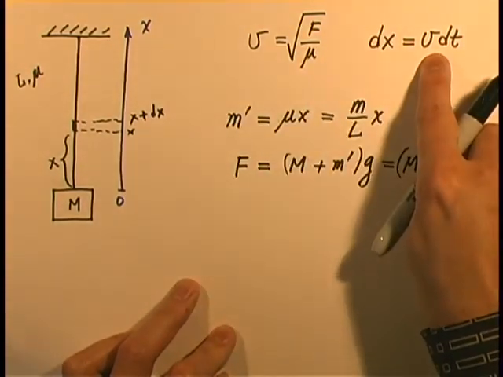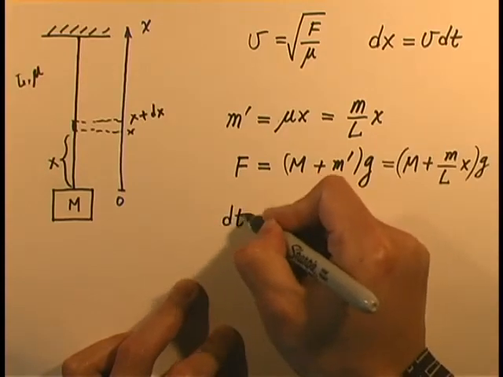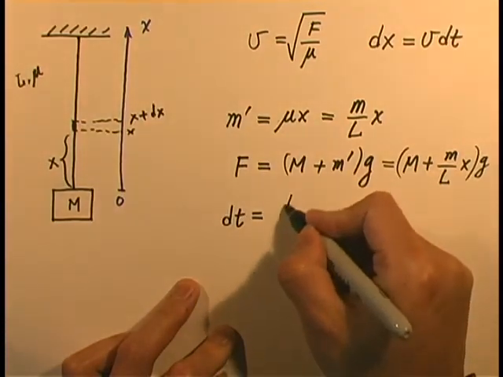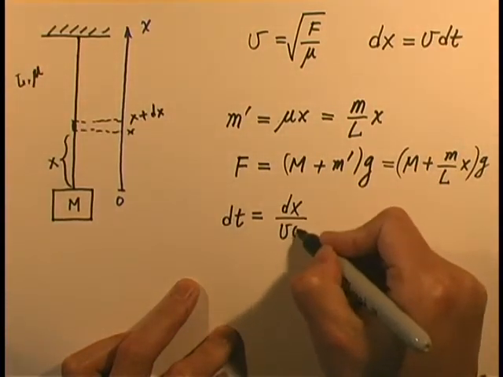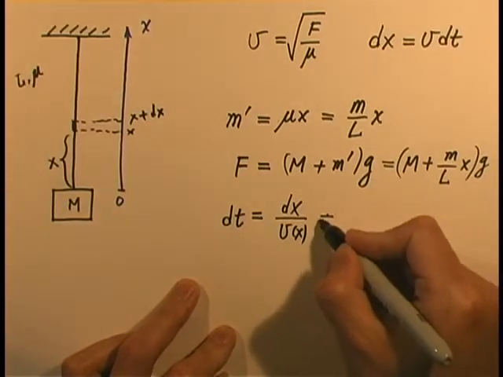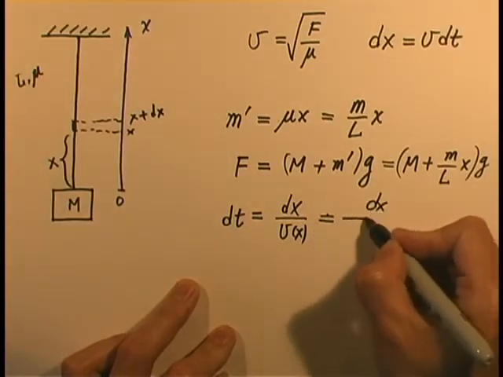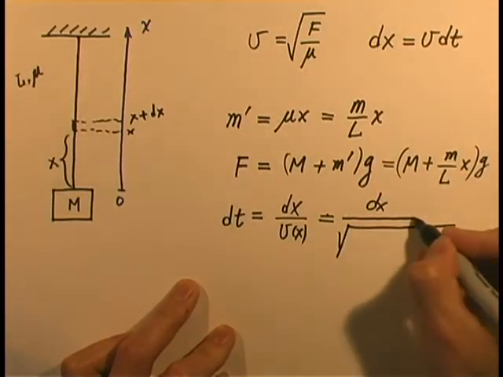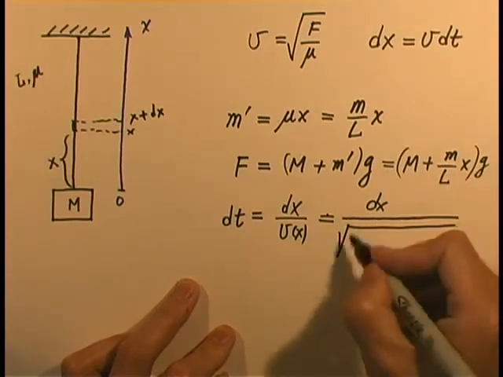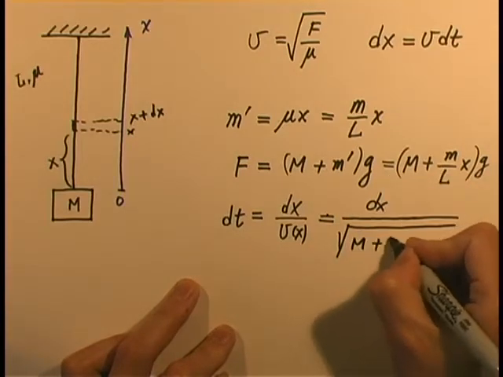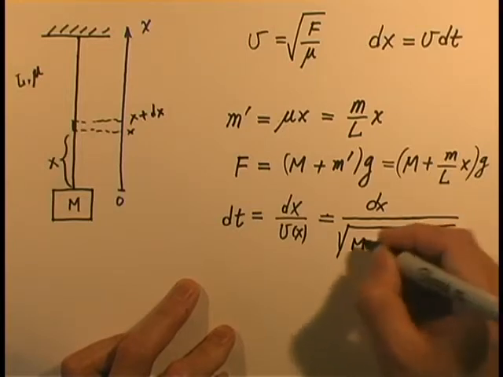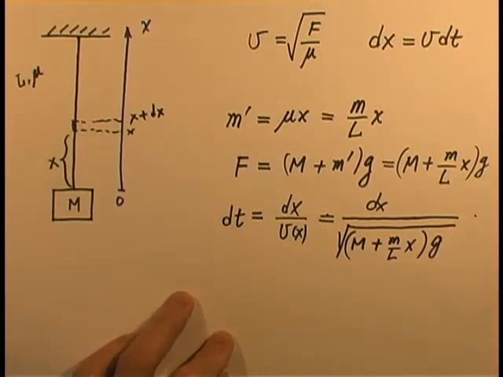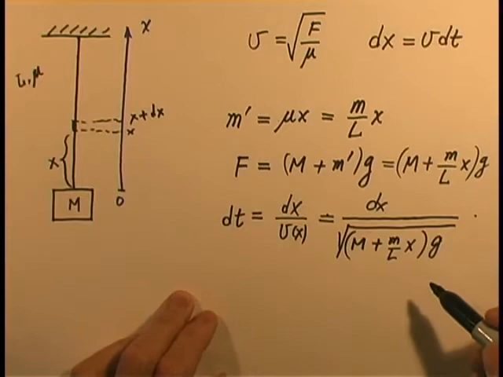Plug that V into here, and we solve for dt. dt, the time it takes for the wave to go from here to there, is dx over V, which is a function of x itself. So what's that equal to now? dx over the square root of f over mu. Here is f right here. This is f: capital M plus m over L x, and then times g. So this is the time it takes for the wave to go up a distance dx.